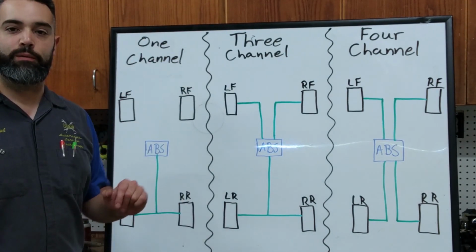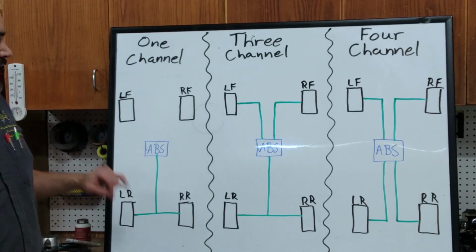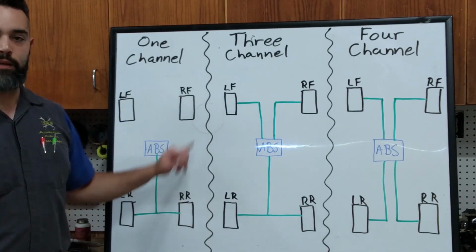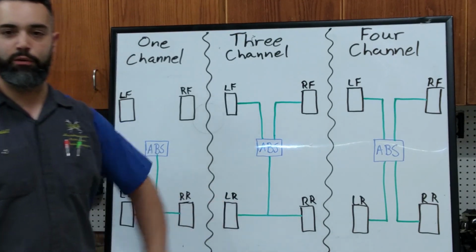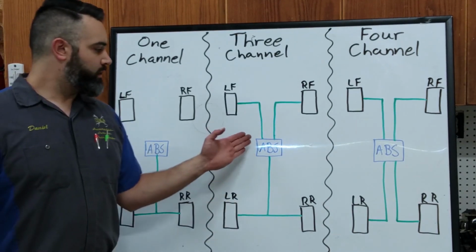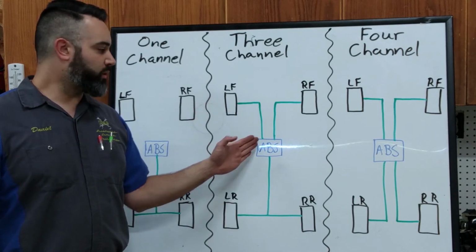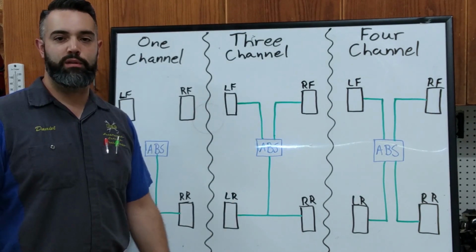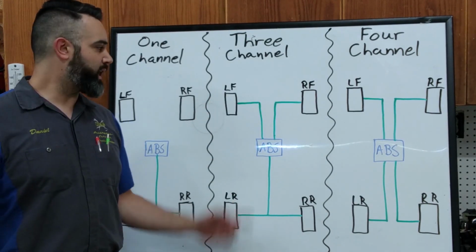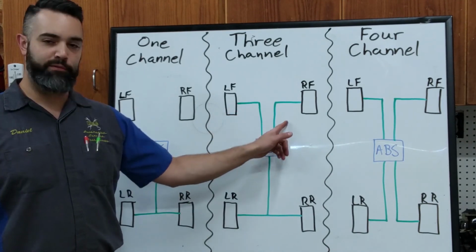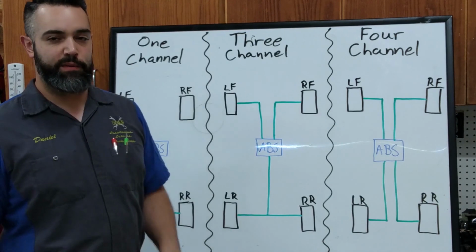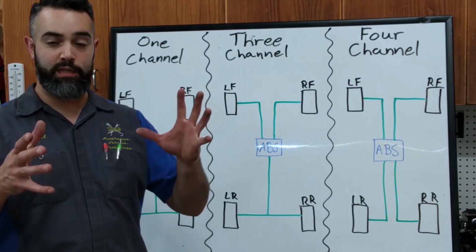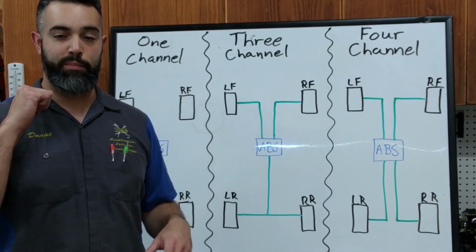Next is 3-channel. 3-channel maintains the same configuration on the rear, where we just have a single channel going to both rear wheels, with the addition of individual circuits going to the front. So we have a left front channel, a right front channel, and a rear channel. So this allows the system to control each individual front and the back two together.